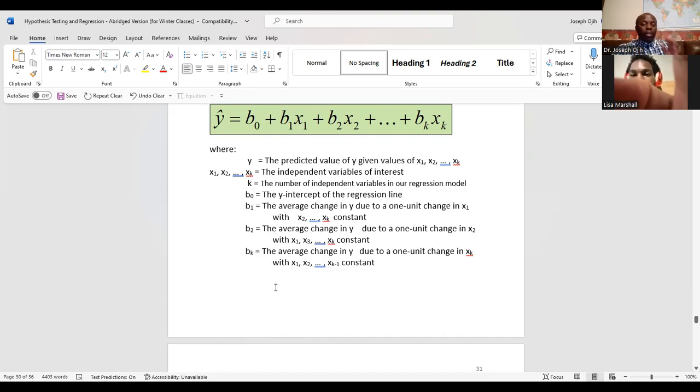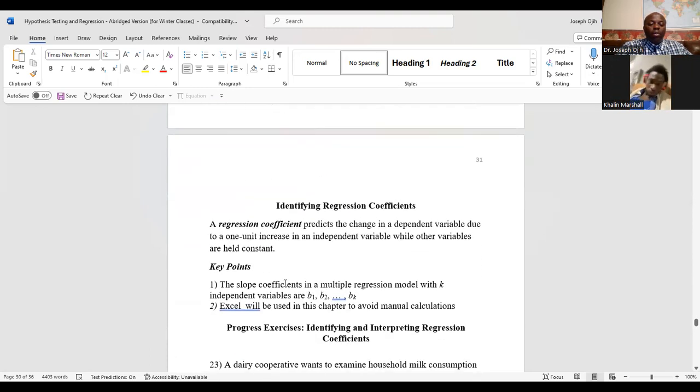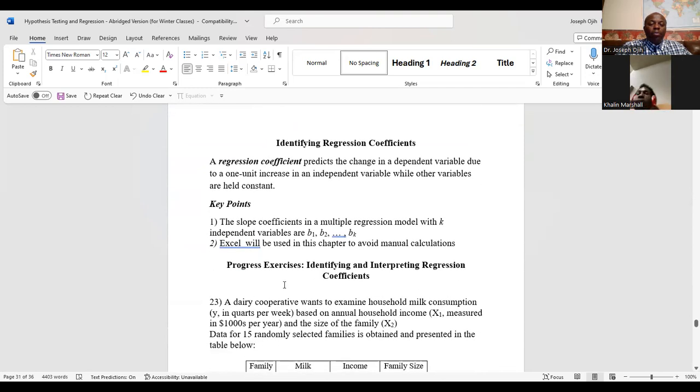Now, we're going to do how to estimate B0, B1, B2, and B3 for the multiple regression model, and then interpret, explain what they mean, given the data set we have. So the regression coefficients, when we're doing a multiple regression, simply predict the change in the dependent variable due to the 1 unit increase in an independent variable, while the others are held constant.